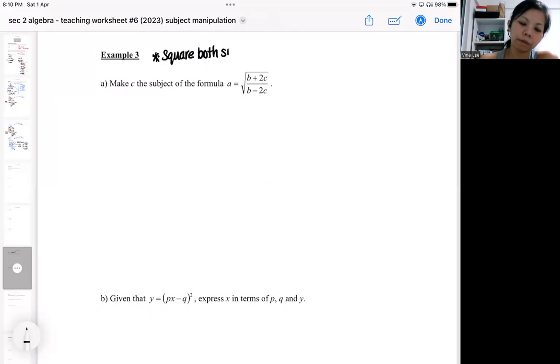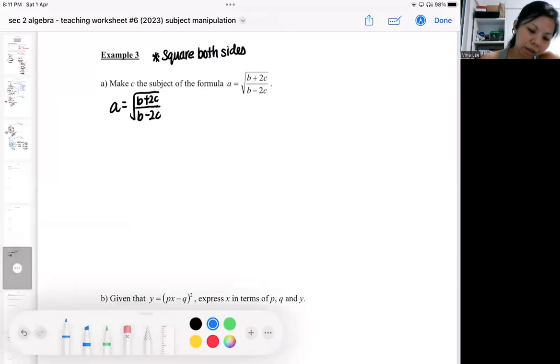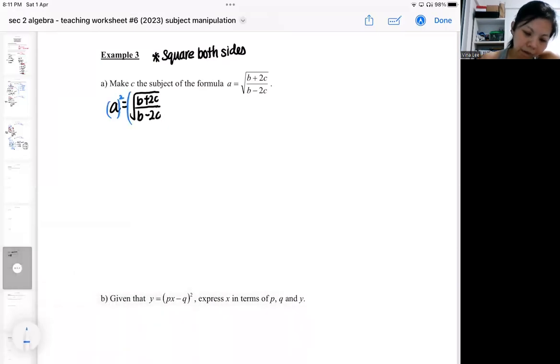So when do you use square both sides? You will square both sides when you got some amount of square roots. Don't be surprised, sometimes you will see more than one square root. Anyway, in this case, you only see a huge square root. So if I square both sides, I will be able to remove the square roots.